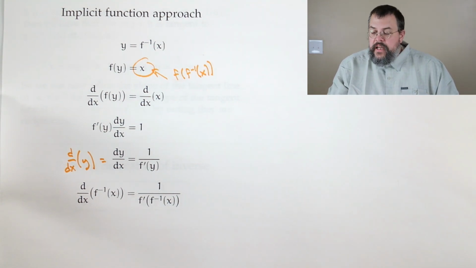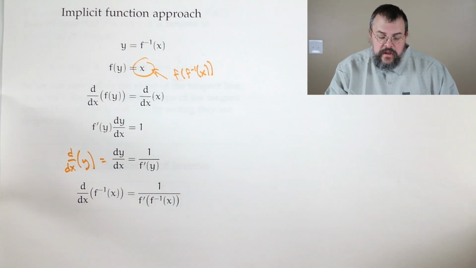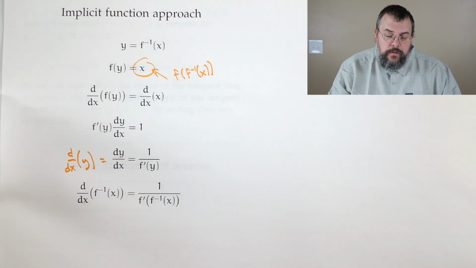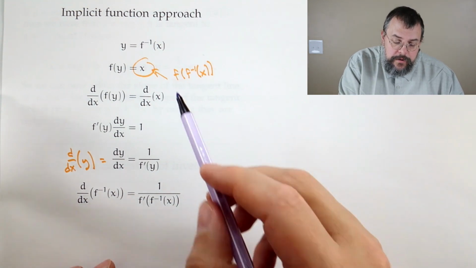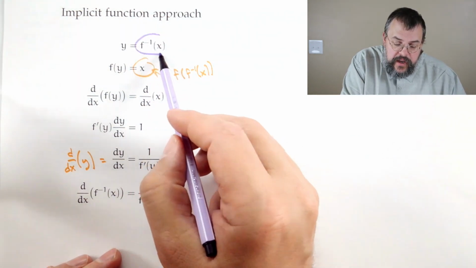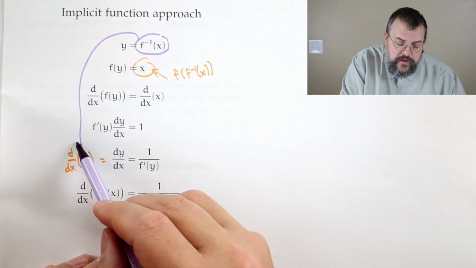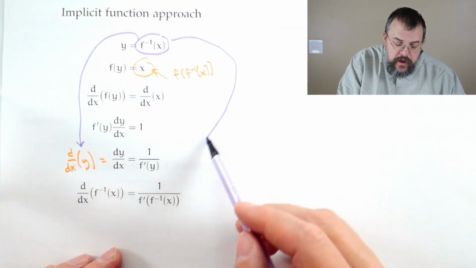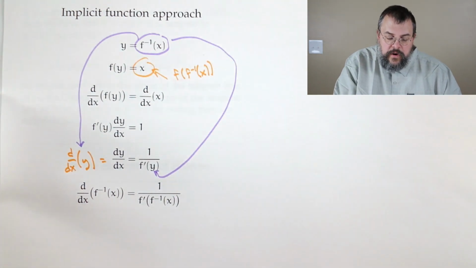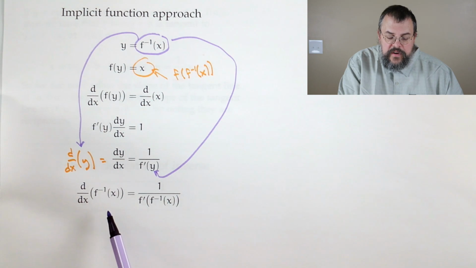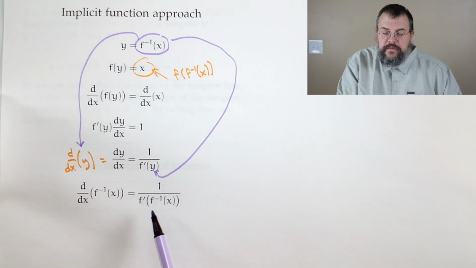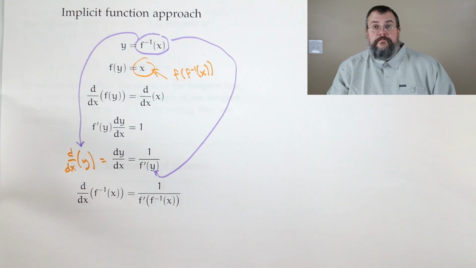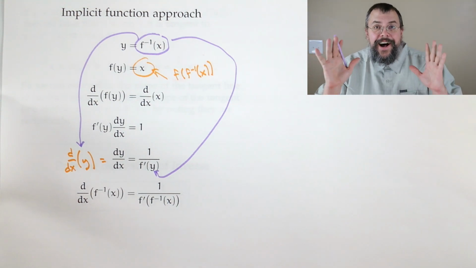Now the last thing for us to do is simply say, well, what is y? We know what y is. It's f inverse of x. So we can put an f inverse of x there as well as there. And therefore we get that the derivative of f inverse of x is 1 over f prime of f inverse of x. And we're done.